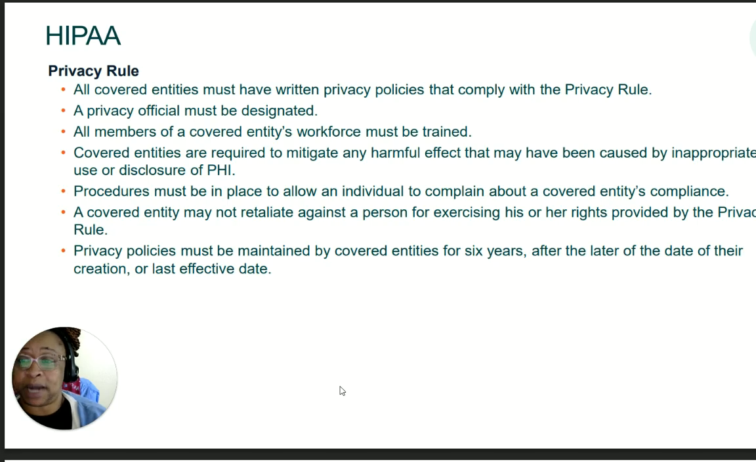Procedures must be in place to allow an individual to complain about a covered entity's compliance. A covered entity may not retaliate against a person for exercising his or her rights provided by the privacy rule. Privacy policies must be maintained by covered entities for 6 years after the later of the date of their creation or last effective date.